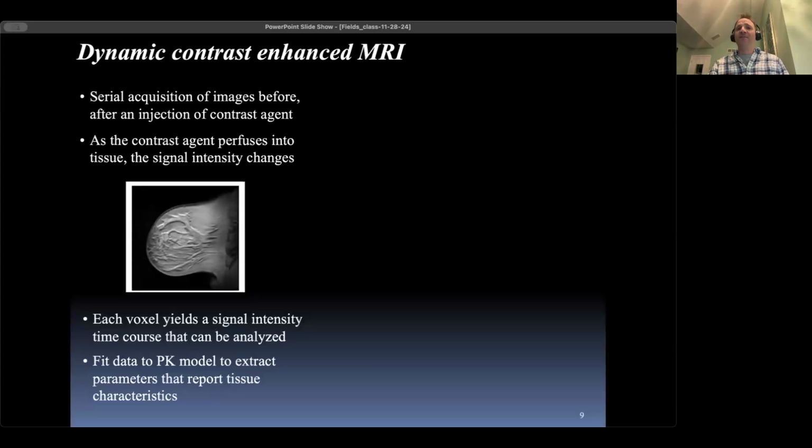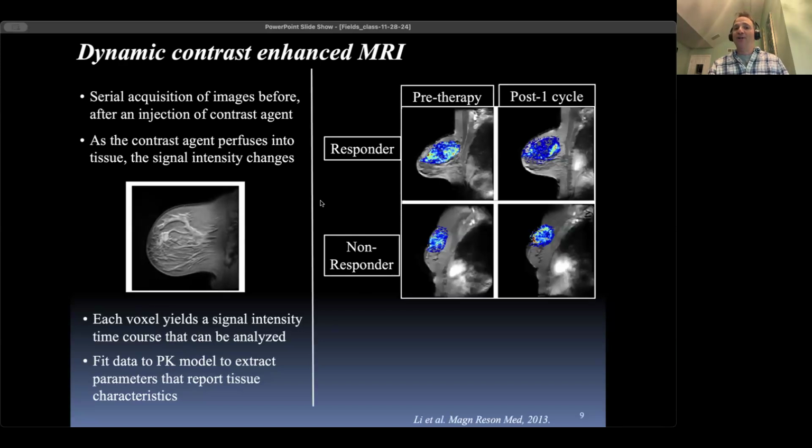So here, just to review two of them, the dynamic contrast enhanced MRI. This is the serial acquisition of images before and after the injection of a contrast agent. And so if you look right here, that invasive ductal carcinoma lights up when the contrast agent is injected. That gives you a signal intensity time course that you can then analyze with a pharmacokinetic model. And we showed how you can analyze each pixel in these images to get a map, in this case, of vessel perfusion.